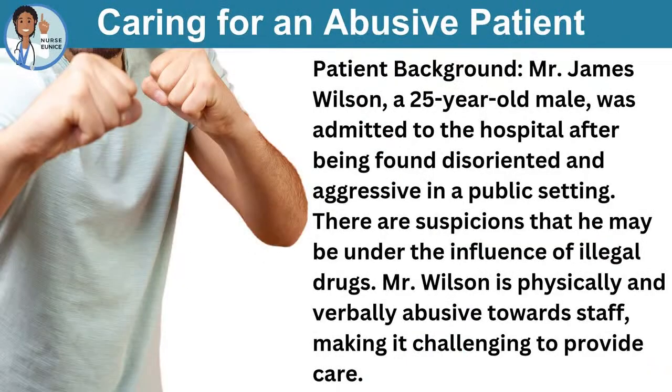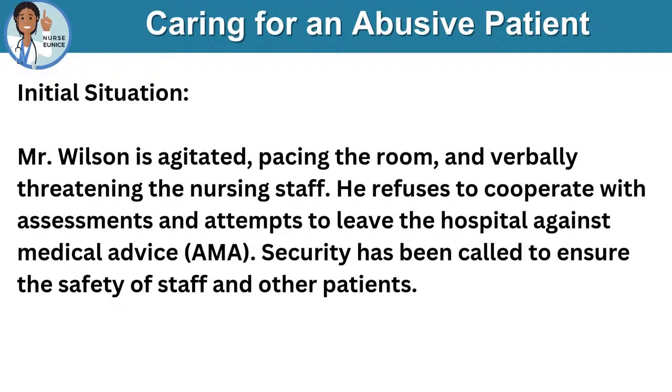So, let me actually read the background. Mr. James Wilson is a 25-year-old male. He was admitted to the hospital after being found disoriented and aggressive in a public setting. There are suspicions that he may be under the influence of illegal drugs. Mr. Wilson is physically and verbally abusive towards staff, making it more challenging to provide care. When he arrives to your hospital, he is agitated, pacing the room, and he is verbally threatening the staff.